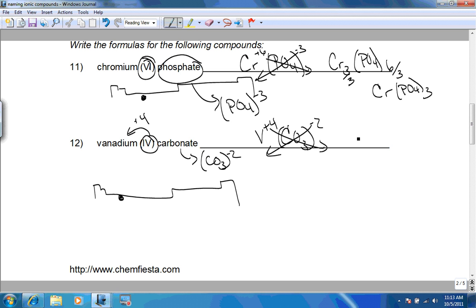We crisscross and it becomes V2 (CO3)4. That can then be reduced. The 2 and 4 are both divisible by 2, so it becomes V CO3 2.